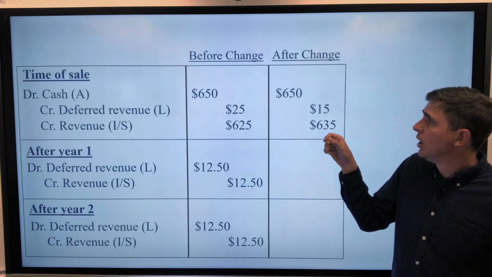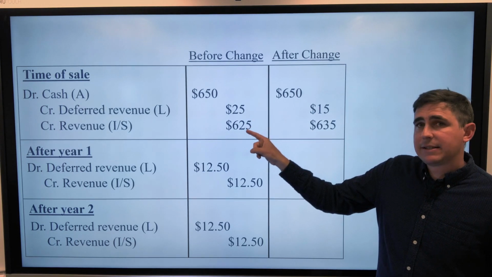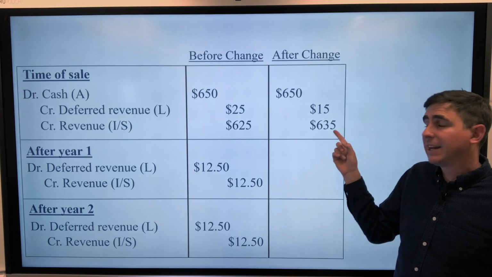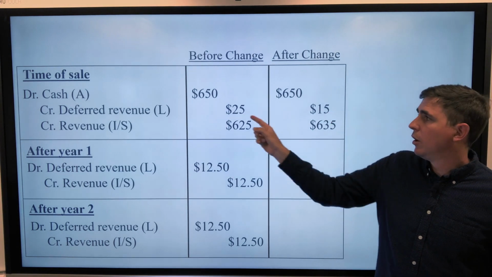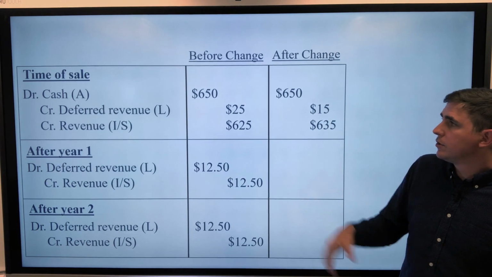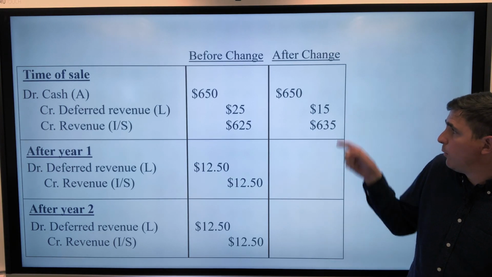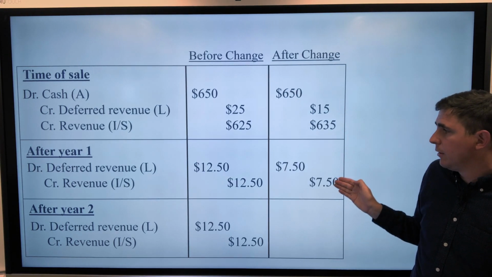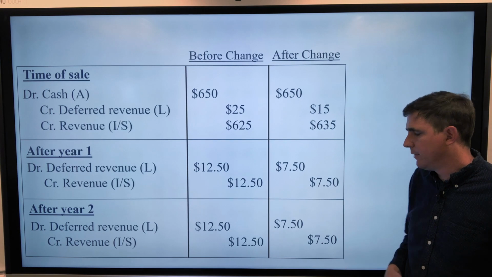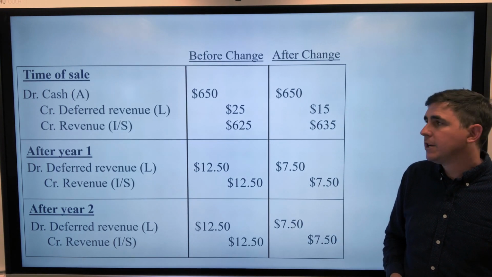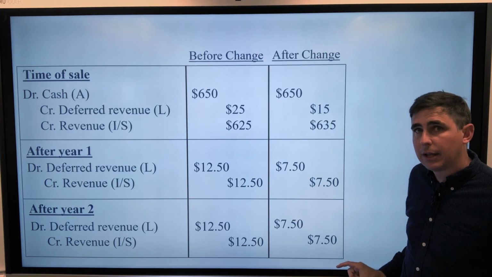So at the time of the sale, they're still receiving cash of $650. But now, instead of recognizing $625 only for the device, they're recognizing $635 because those updates and support are less valuable. They're only $15, where they used to be $25. Okay? So you can see here we're only sticking $15 into deferred revenue. Then after a year goes by, well, now we take half of 15, and we, as Apple, recognize $7.50 after 1 year goes by, and another $7.50 after another year goes by. So you can kind of see here that they're recognizing more revenue up front and less revenue later on.